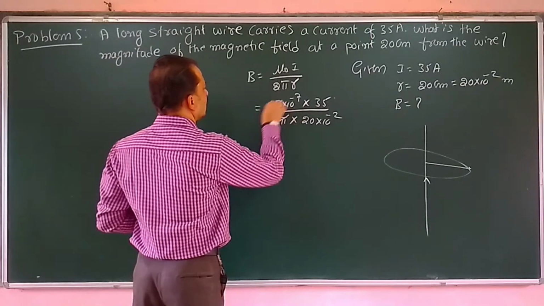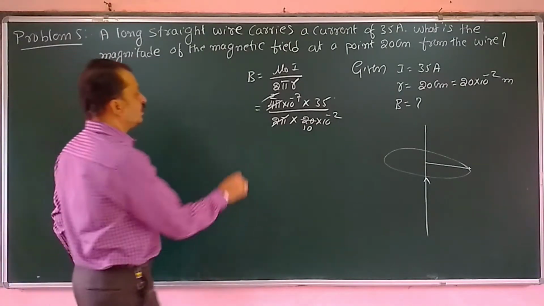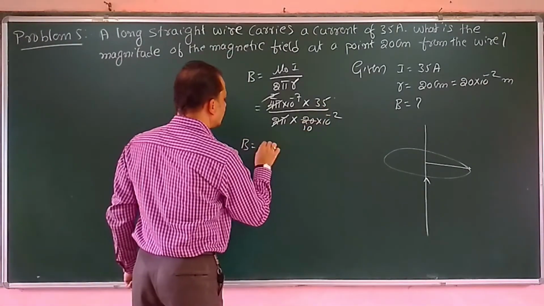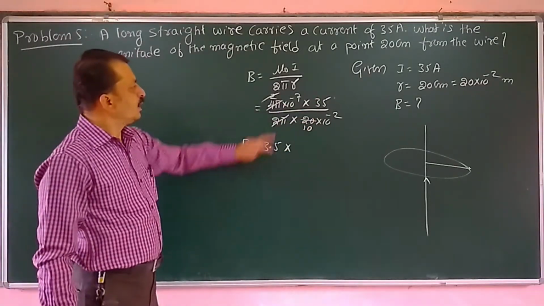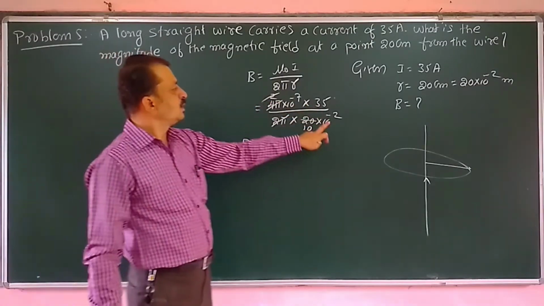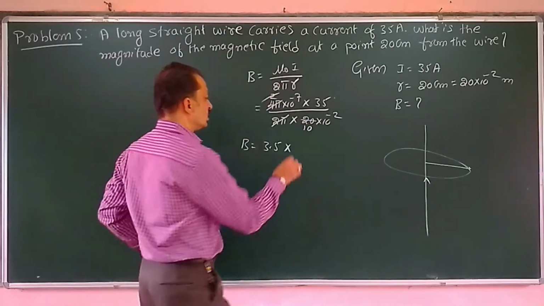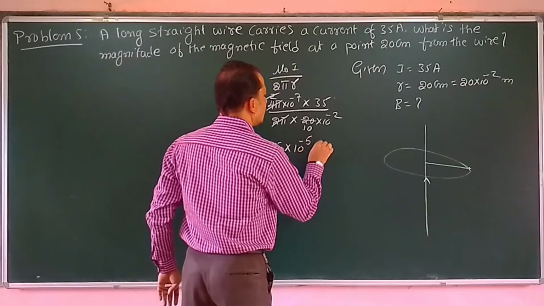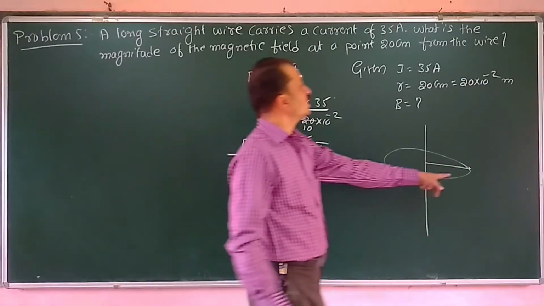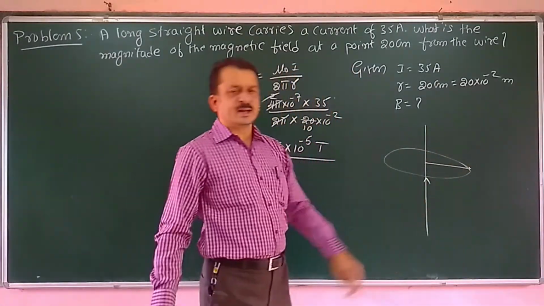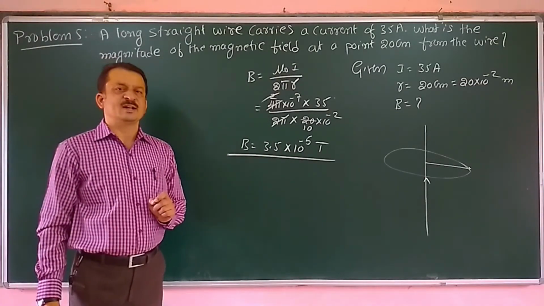Now, the twos cancel, the tens cancel. So therefore, B is equal to 35 by 10, which is 3.5, and the powers here are 10 raised to minus 7. In the denominator 10 raised to minus 2, if you go to the numerator, it becomes 10 to the power of plus 2. So therefore, it is 10 to the power of minus 5 Tesla. The magnitude of the magnetic field at this point at a distance of 20 centimeter from the current carrying wire is 3.5 into 10 raised to minus 5 Tesla.